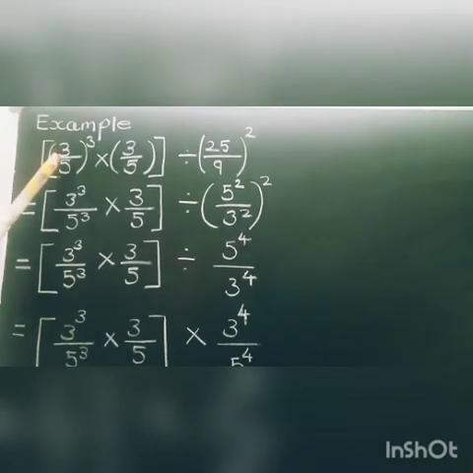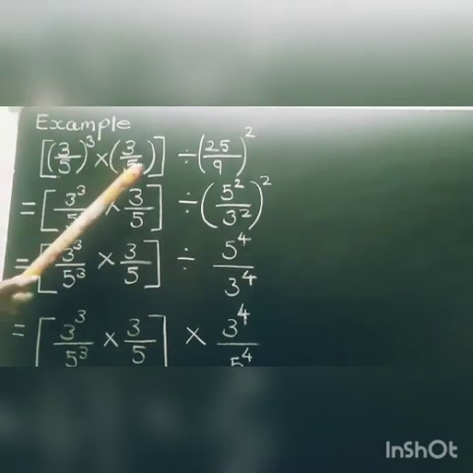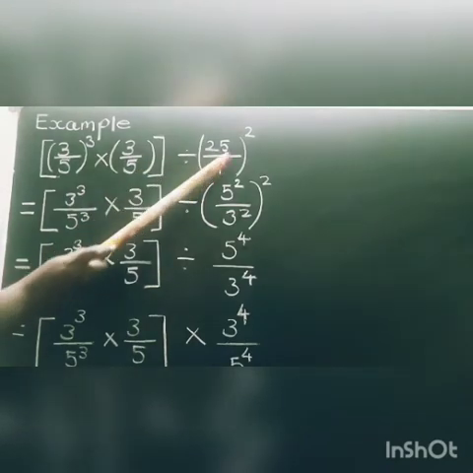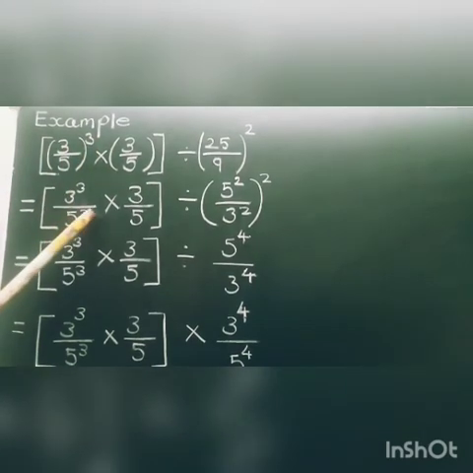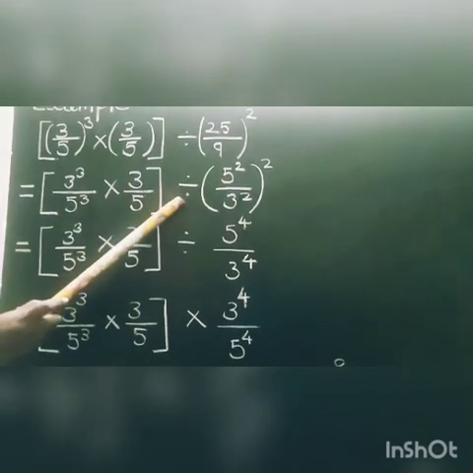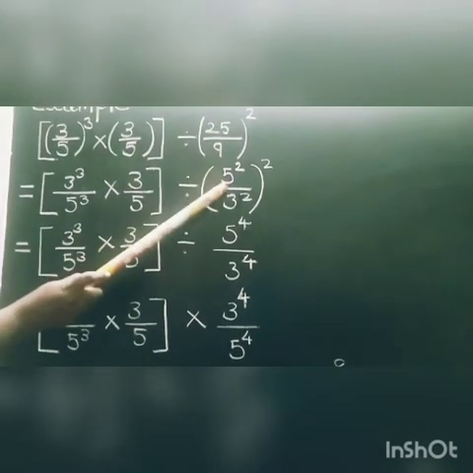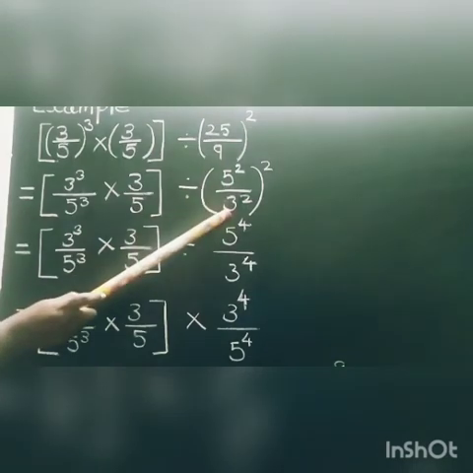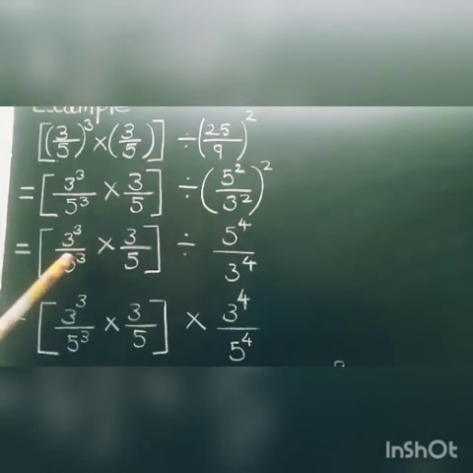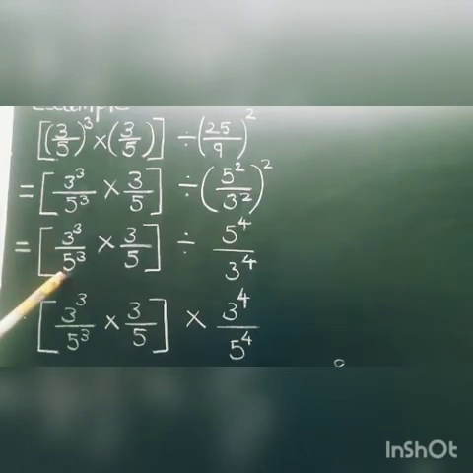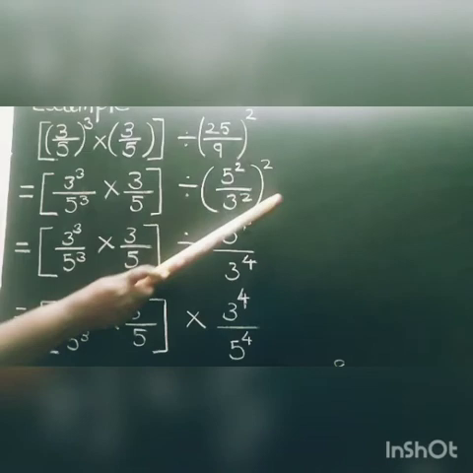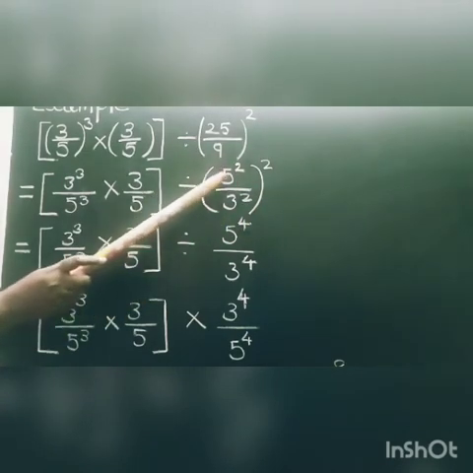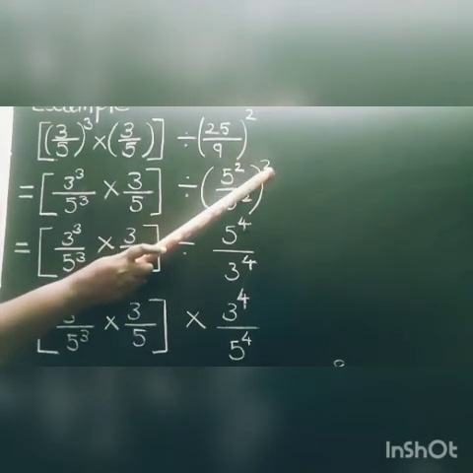Now the question is 3 by 5 the whole cube into 3 by 5 divided by 25 by 9 the whole squared. So now this cube I am bringing for both 3 and 5. So 3 cube by 5 cube into 3 by 5 divided by, 25 I am writing as 5 squared and 9 I am writing as 3 squared, the whole power 2.